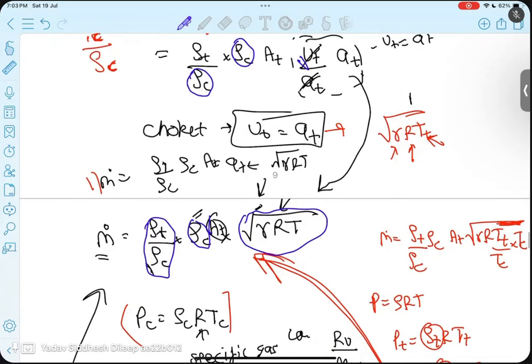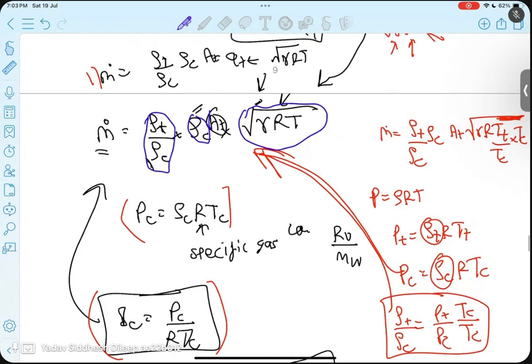UT means the velocity of gases at the throat. Then you write it as the speed of sound, and speed of sound you write as under root gamma R T. Now, as I told you, I made the assumption that it is an ideal gas. So for an ideal gas, PC equals rho C into R TC, PT equals rho T into R TT. R is the same for both of them because the thermodynamic properties are constant.